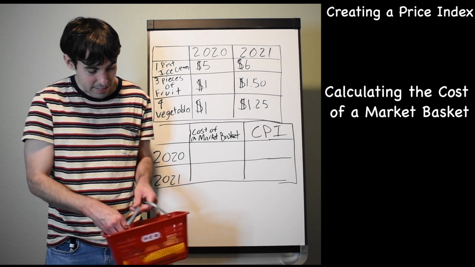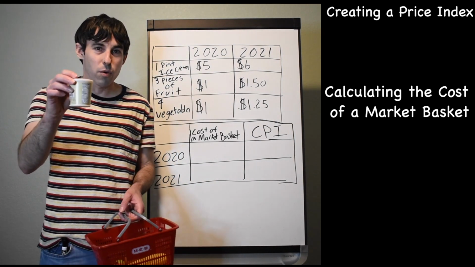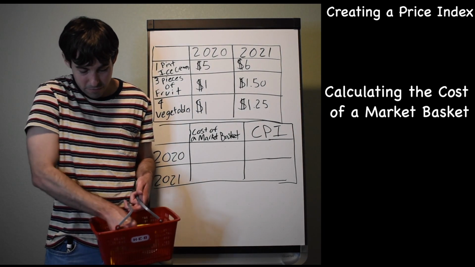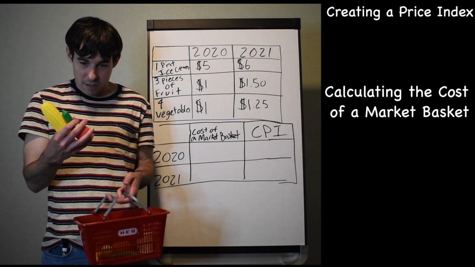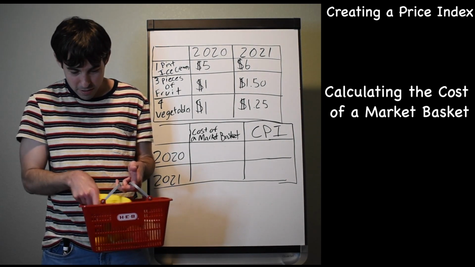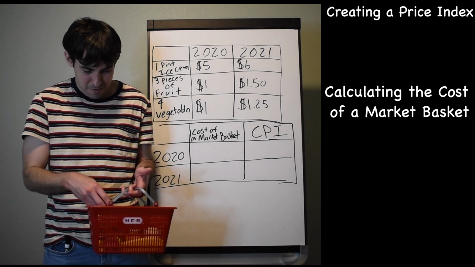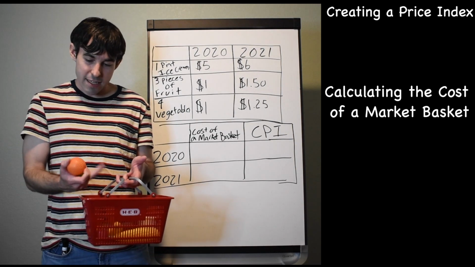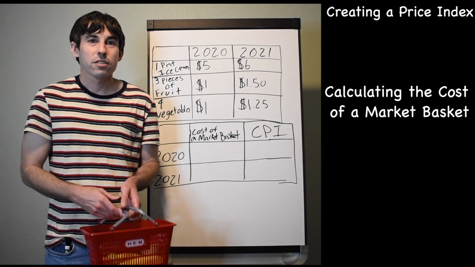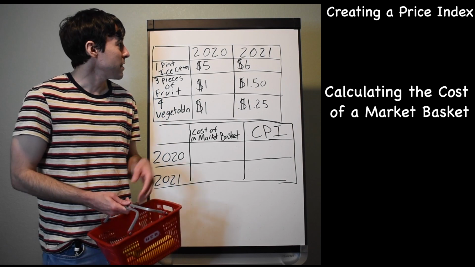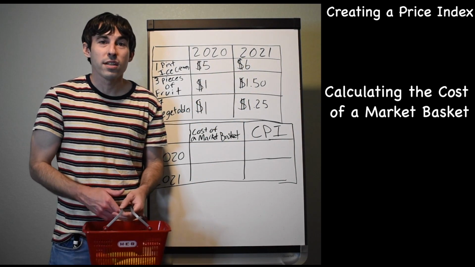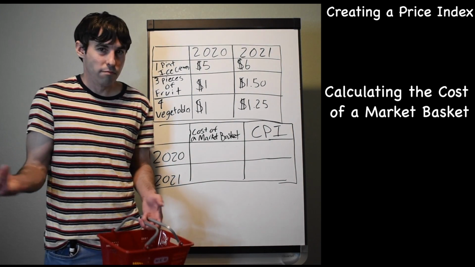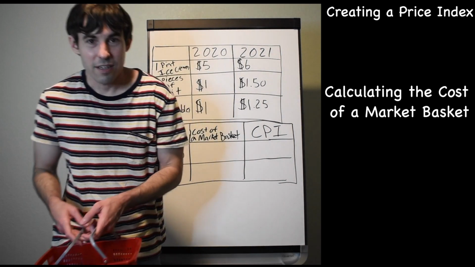Our market basket today is going to consist of one ice cream pint, 1, 2, 3, 4 vegetables. I got some serrano peppers, a tomato, a corn, and another serrano. And then also 3 fruit. I've got a banana, an orange, and a lime. So we're gonna buy the same exact market basket in 2020 and then in 2021, and index those numbers in order to measure inflation in my pretend country. All right, here we go.